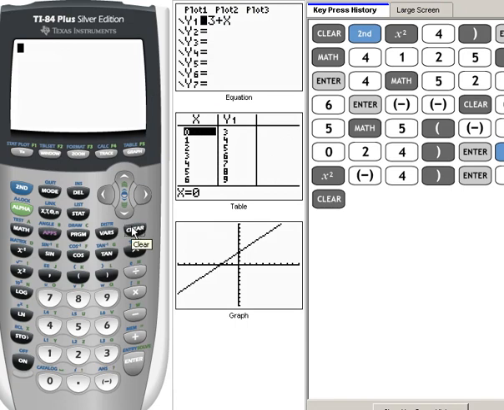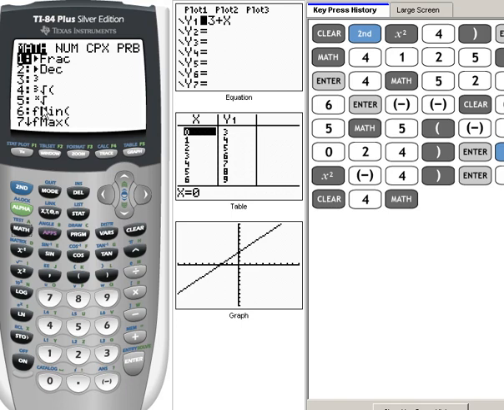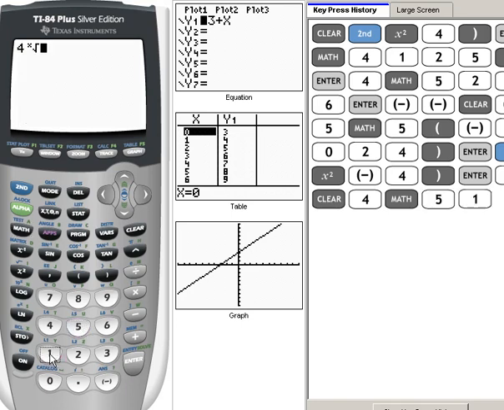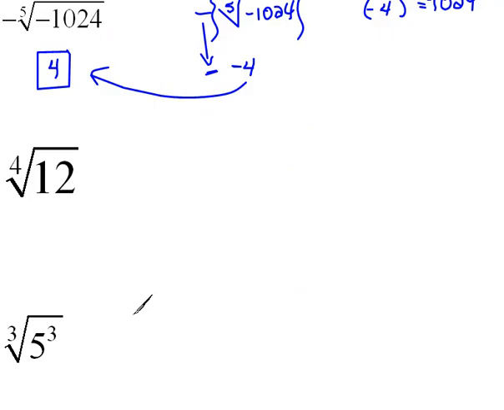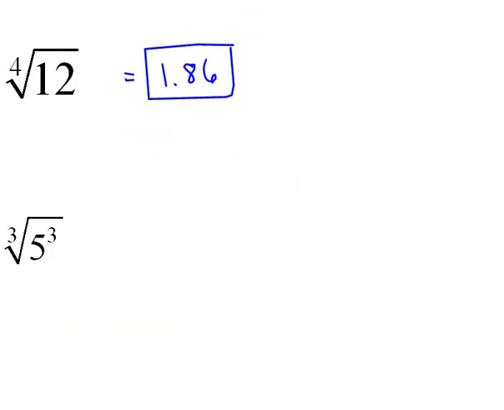Because this is the fourth root of 12, we have to tell the calculator what root we're doing first. So our index is 4, and then we choose math, number 5 for any root, 12. So that tells your calculator now do the fourth root of 12, and it gives us this number. So if we round to the nearest hundredth, that would be 1.86. So I'm going to write that on my paper here, just by looking at the calculator there. Now, let's go to this one.